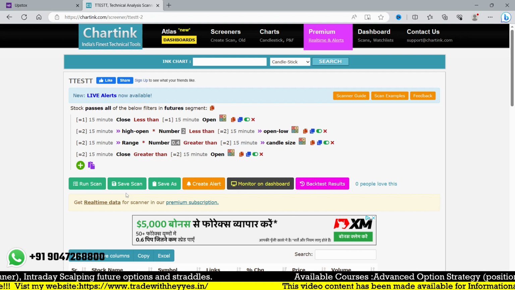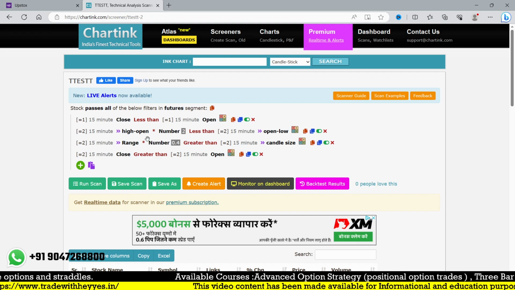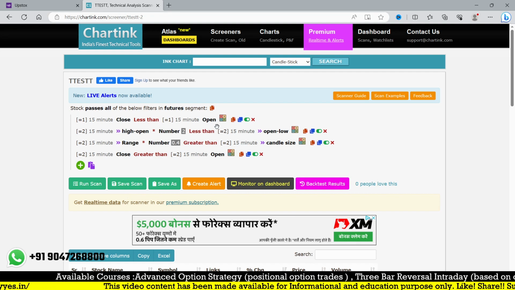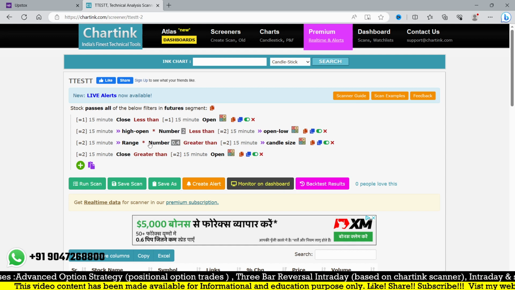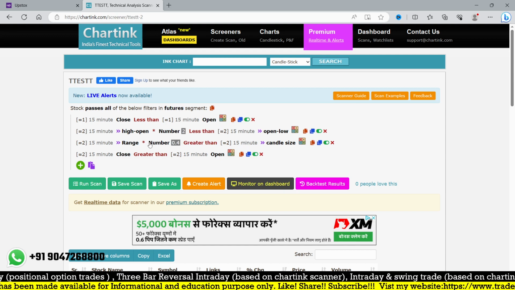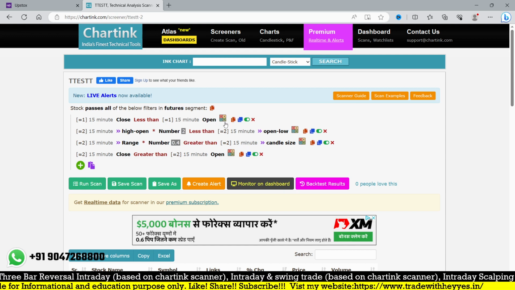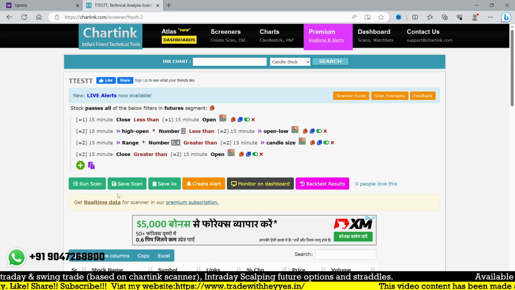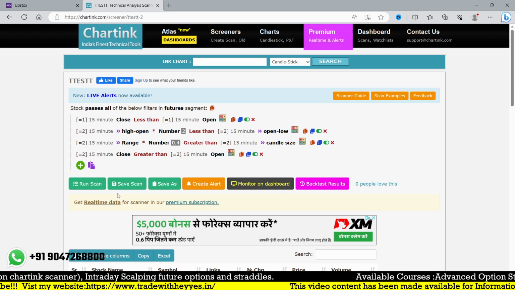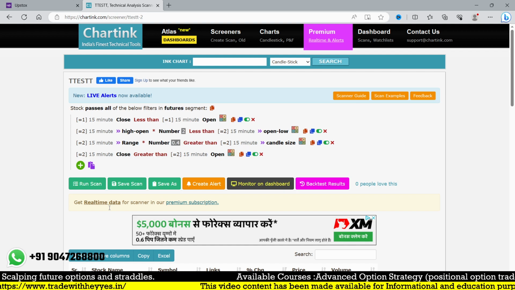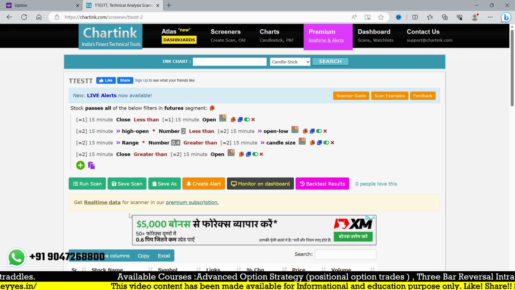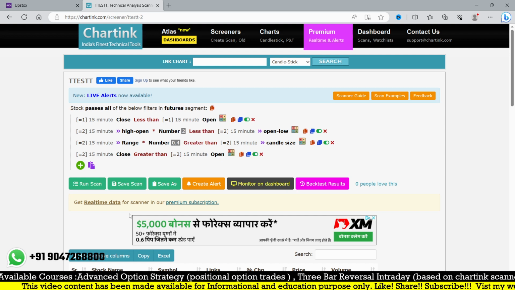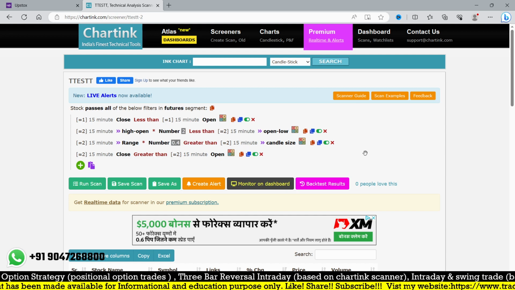And even more conditions. The first candle's close should be less than open. Some of the candles are doji also. If it is a negative candle, then it is the more powerful one. So this is what a condition. What are the conditions which I used?